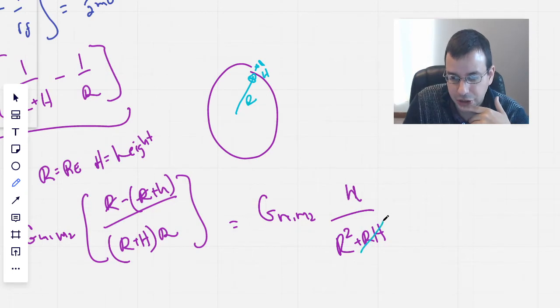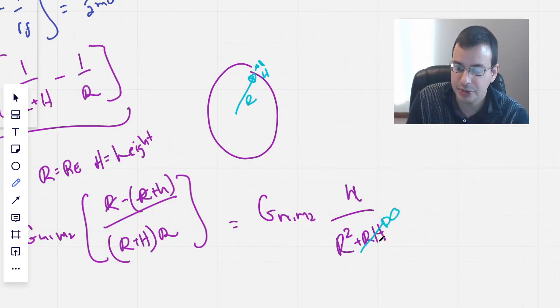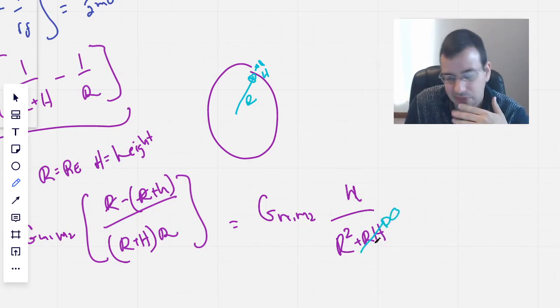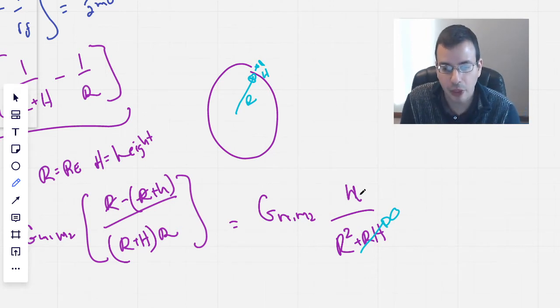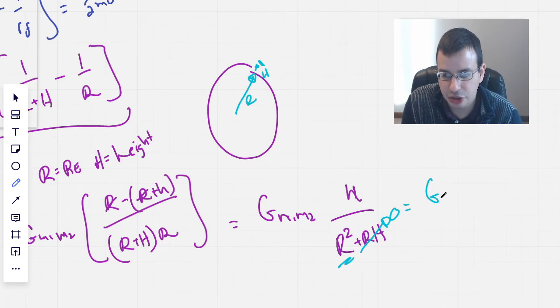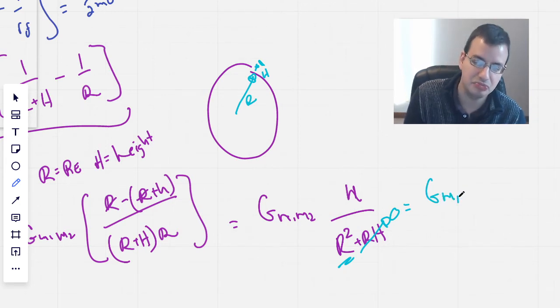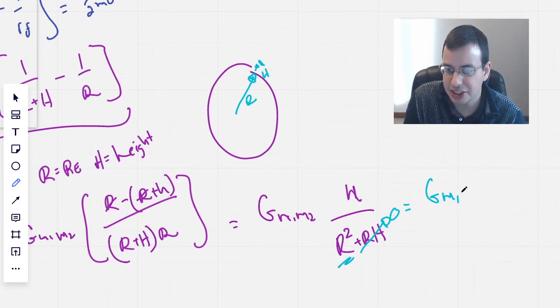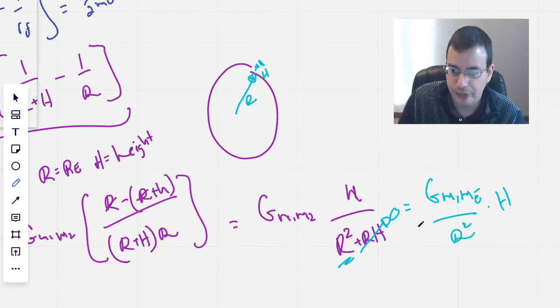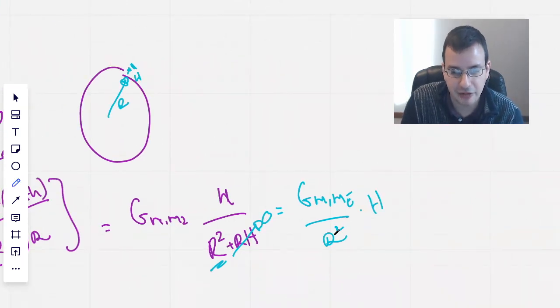So this part is going to go to 0, because R times something small is 0, more or less, and this is going to be a constant. What we're left with is gravity, mass 1, which we'll call the mass of the object, and this will be mass Earth over R squared times h. Now I'll move this mass 1 over here.